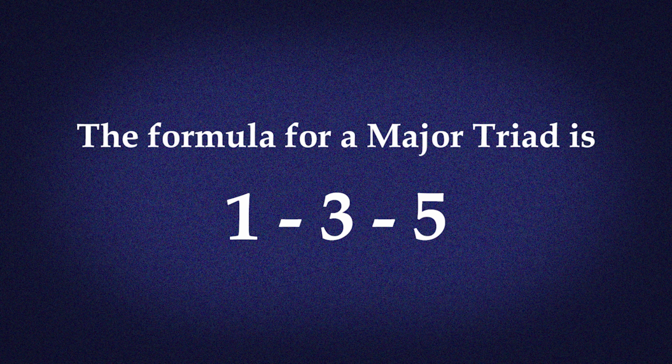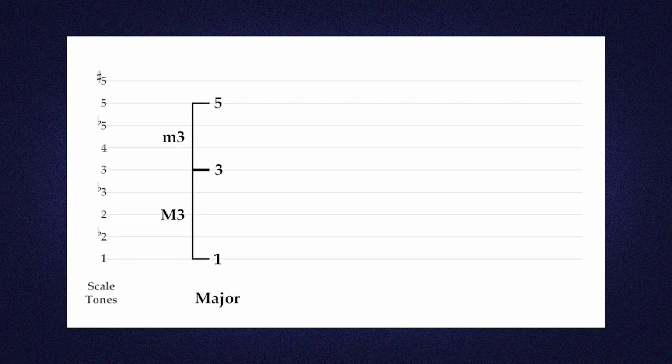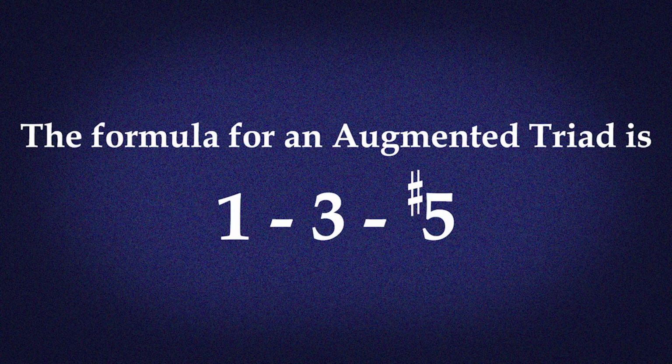In order to build the major-major combination of thirds, we would have to extend the second interval an additional half step, so it will be 4 half steps instead of 3. In order to do that, we have to raise the perfect fifth of the scale to an augmented fifth. Since we're using an augmented interval, this triad is called an Augmented Triad. Its formula is 1, 3, sharp 5, reflecting the raised fifth.